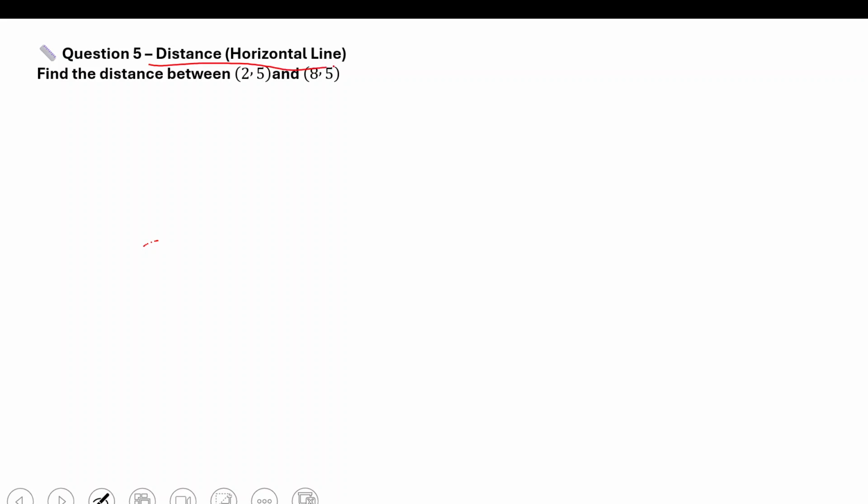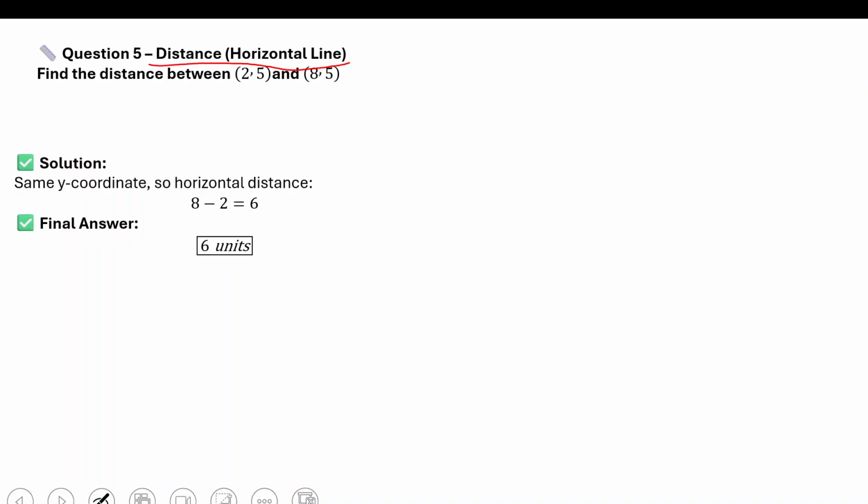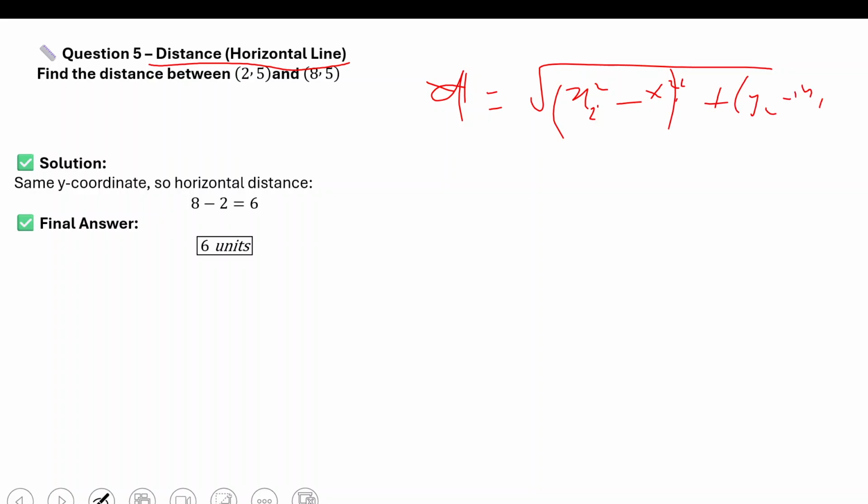So the next question says find the distance between two lines. The title of this topic is distance between horizontal lines. So we know that distance is d is equal to the square root of (x2 minus x1) all squared plus (y2 minus y1) all squared, right? So that's the distance formula.